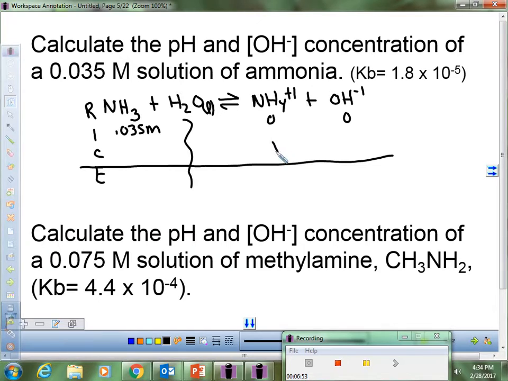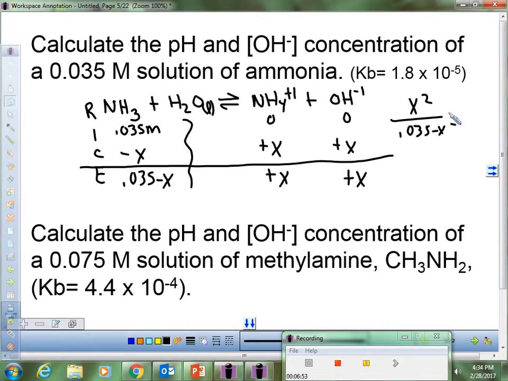Don't you love this chapter? It's all 1 to 1. You're going to add x. Don't get comfortable because next chapter it won't be that way. And add x. We're going to subtract x. 0.035 minus x. And we'll end up with x squared over 0.035 minus x. And we're going to equal it to a Kb because of this hydroxide. I want to circle that so we can make sure we pay attention to it. Anytime you have hydroxide floating around there, it's always going to be a Kb, and that's going to be a huge thing in the next chapter to know what to set it equal to.